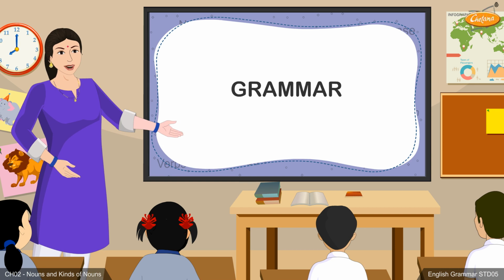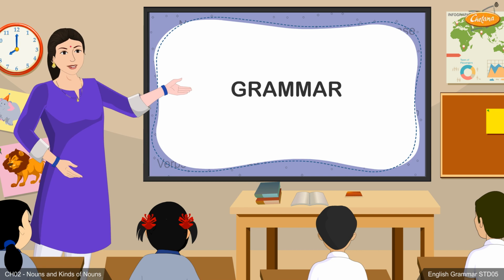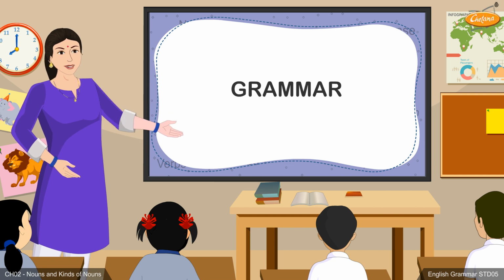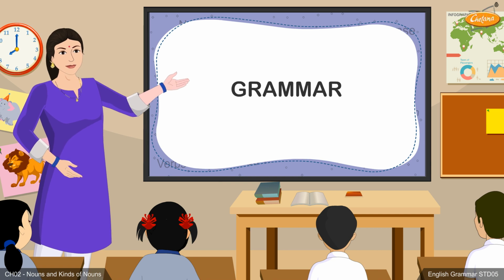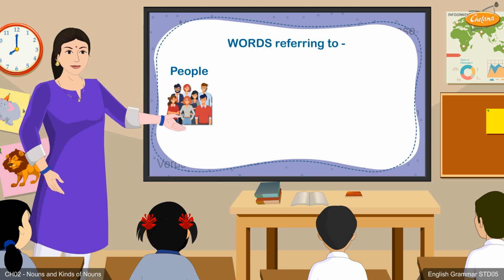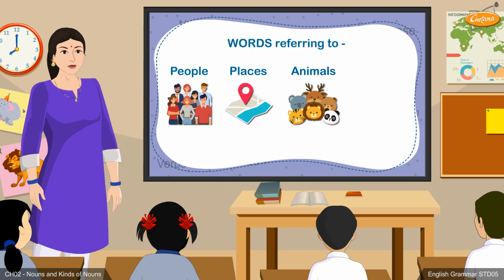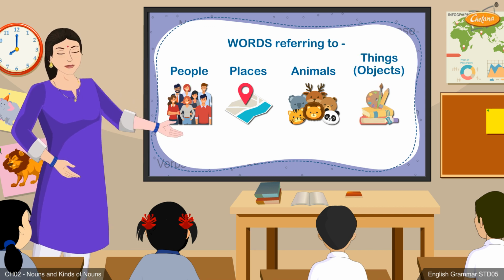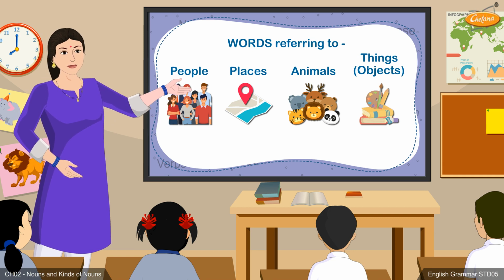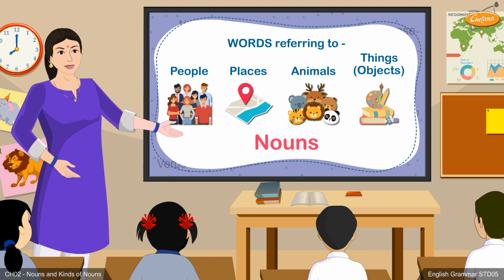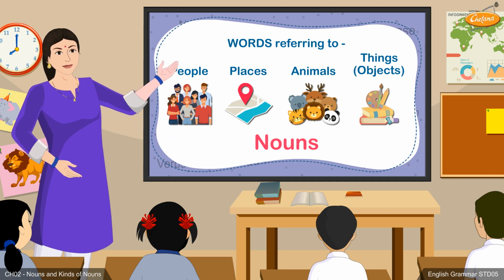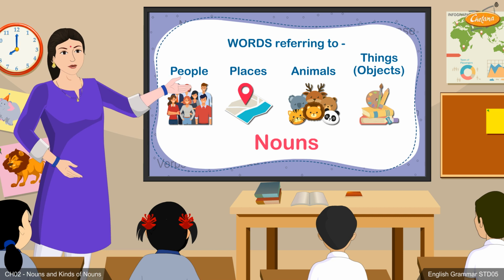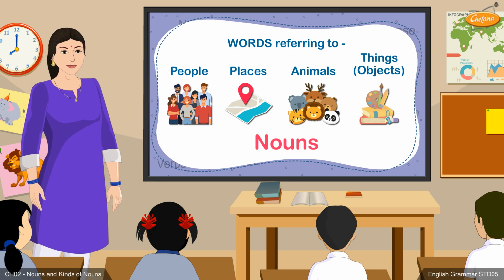Students, the grammar topic you will be learning about today is indeed an important one. You know that sentences in the English language are made up of different words. Some of these words refer to people, places, animals, and birds, and even things or objects. Such words constitute an important part of speech in English grammar called nouns. It therefore becomes important for you students to learn all about this very important part of speech in detail.